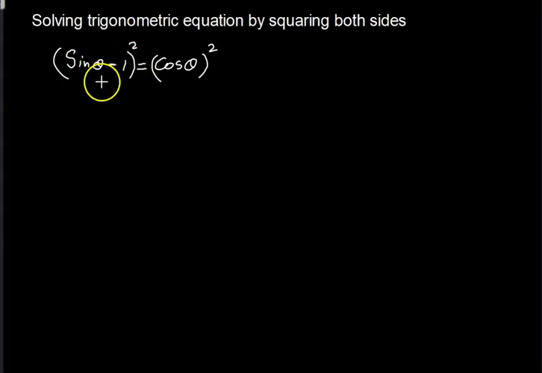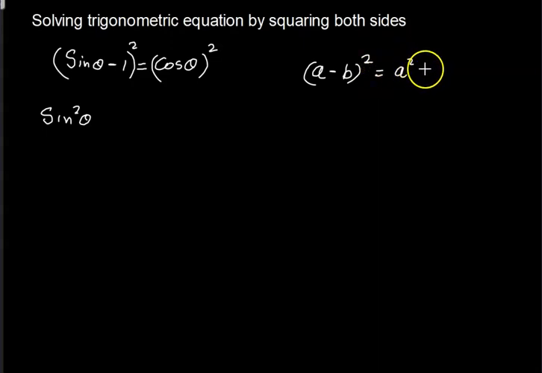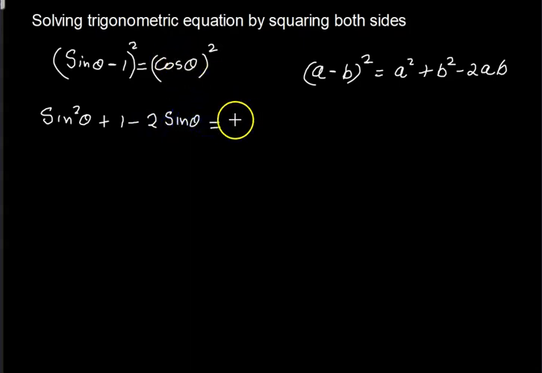Now apply the (a minus b) whole square identity. Let me write the identity here. It's (a minus b) whole squared equals a squared plus b squared minus 2ab. Using this identity, we get sine square theta plus 1 minus 2 times sine theta times 1 equals the square of cos theta, which is cos square theta.